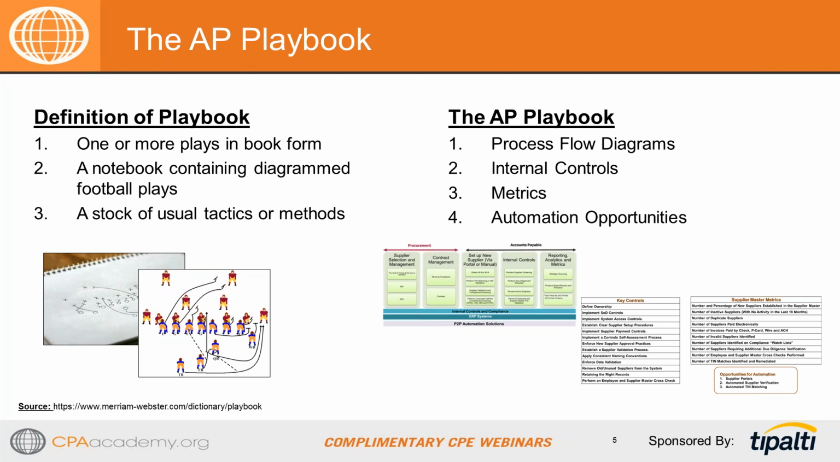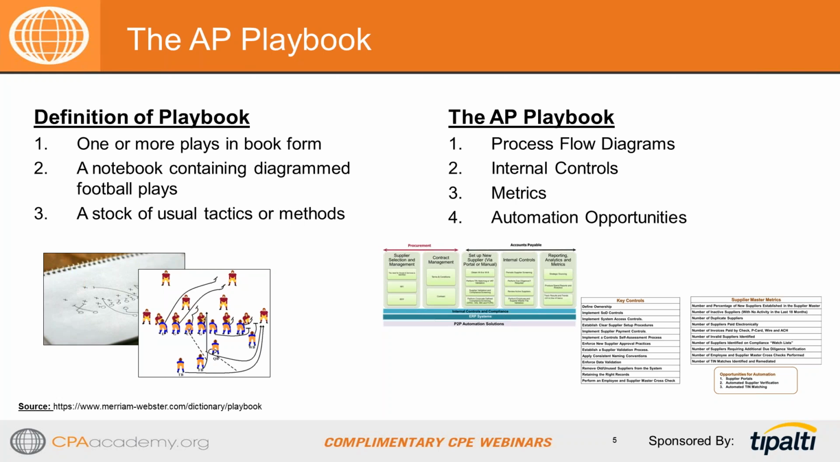Okay, so the playbook. If we look at the true definition of a playbook, we think about football and other sports, and it's one or more plays in a book form. It could be a notebook containing diagrammed football plays, a stock of usual tactics and methods. So having a standard playbook for accounts payable is what we're talking about today, having that playbook and being able to figure out which play am I going to execute.